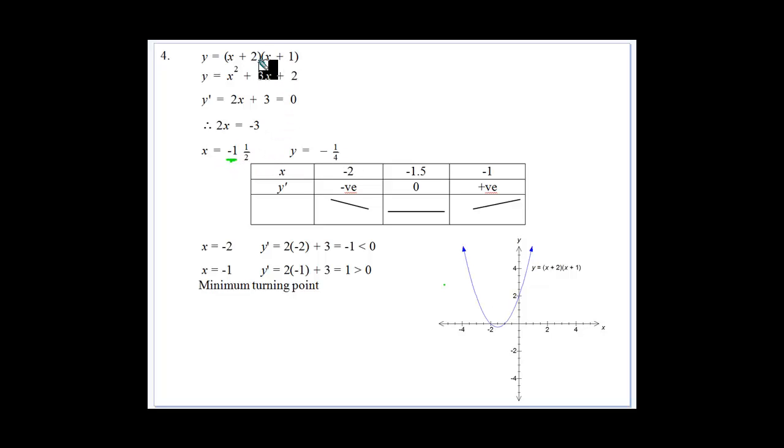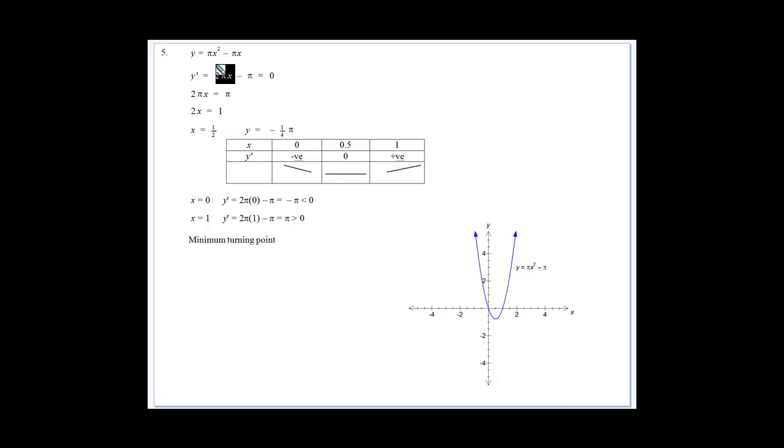Sub the -1.5 into either of those and we'll get -1/2. Test out our first derivative, so at -1.5 we know we get a 0 gradient, and then for -2 we sub it in, we get a negative gradient, then sub in -1, we get a positive gradient. So the curve falls, stops, and then rises. That must give us a minimum turning point. So we describe it. There's our graph of it, and also we know that it's a parabola that's concave up, so it must be a minimum.